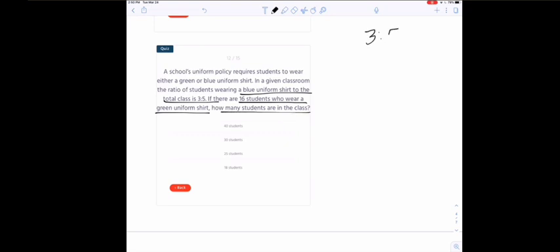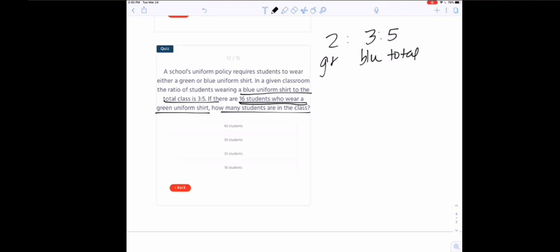So let's start with our ratio, 3 to 5. 3 represents blue, 5 represents the total. Okay, what do we know about the parts and the total? The parts add up to the total, right? So blank plus 3 equals 5. Well, what plus 3 equals 5? 2. That's how we complete our ratio. 2 plus 3 equals 5. That means there's 2 green for every 3 blue, and there's 5 total.